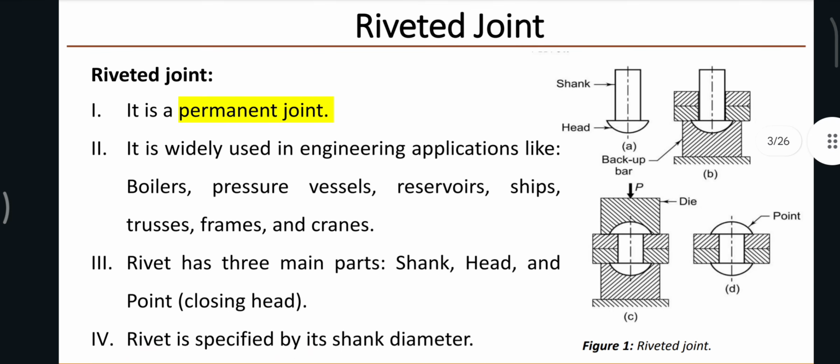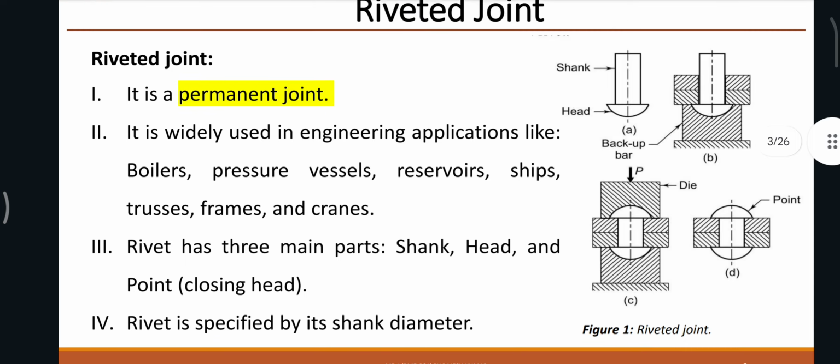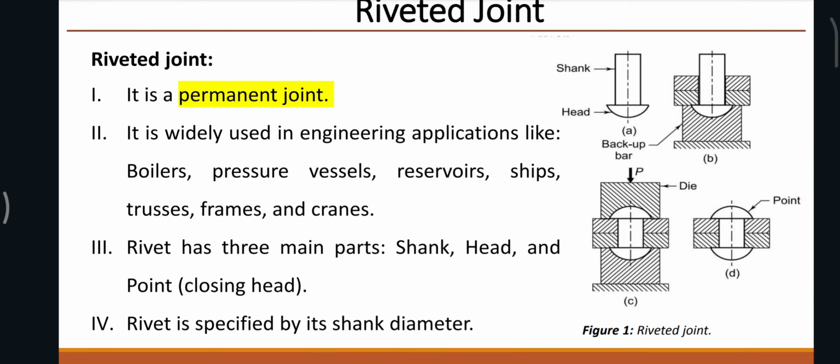Riveted joint. It is a permanent joint. It is widely used in engineering applications like boiler, pressure vessel, reservoir, ship, truss, frame, and cranes. Rivet has three main parts: shank, head, and point. Rivet is specified by its shank diameter.